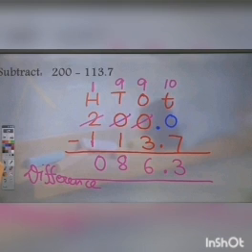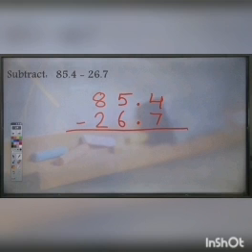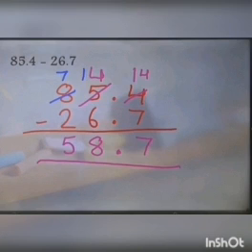Now you can subtract these two numbers, which is 85.4 minus 26.7. So first I need to place them one below the other as per their place value. So I write 85.4, then I need to write 26.7. So this is how I need to write the numbers one below the other. Now I need to subtract. Now as we can see, these are like decimals because each has one decimal place.